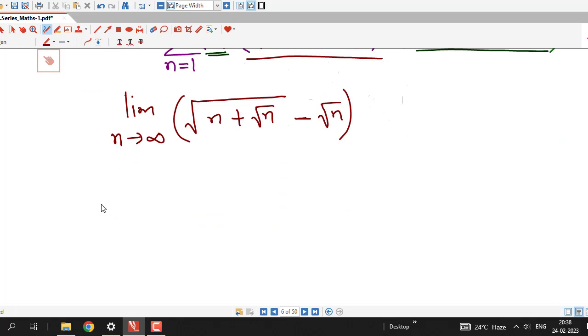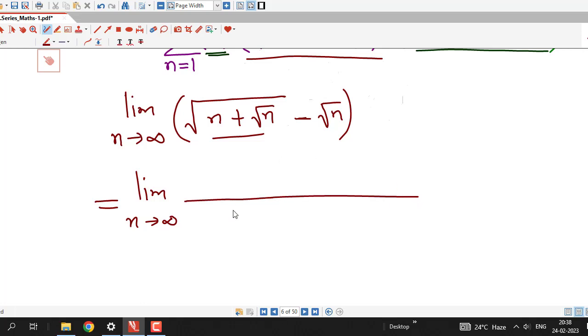If I want to find this limit, if I take n tending to infinity, then I will get infinity minus infinity form. So I cannot apply L'Hospital rule to decide this limit. Instead of that, what I can do is consider multiplication by this quantity, square root of n plus square root of n plus square root of n.